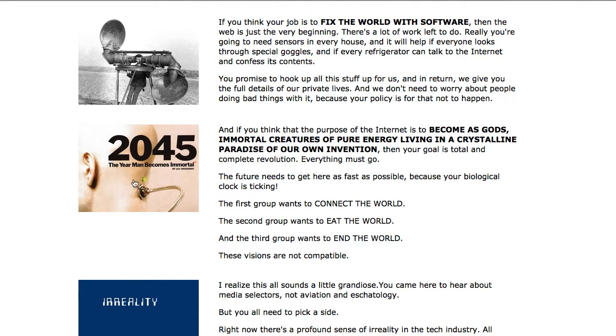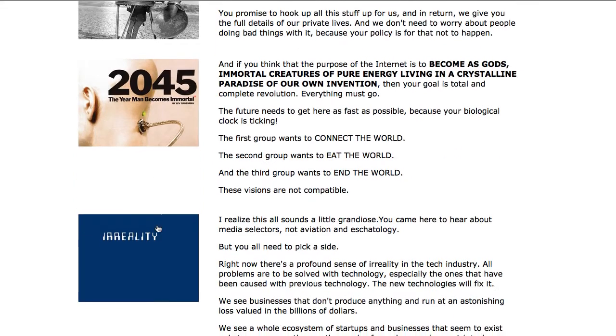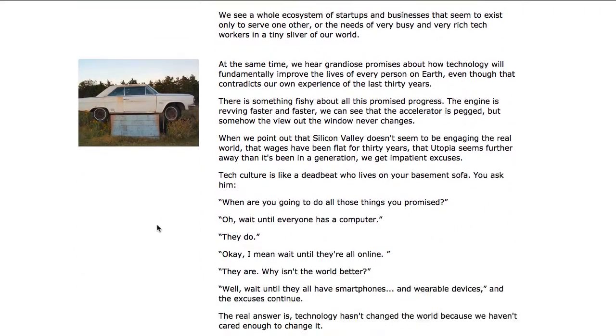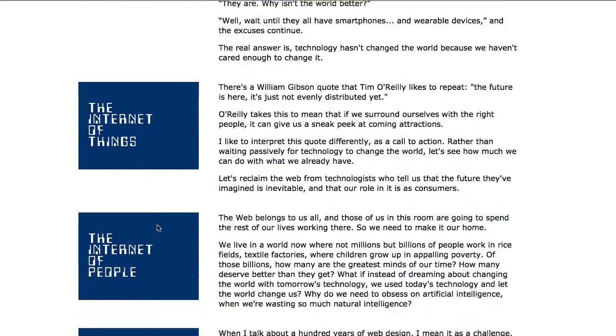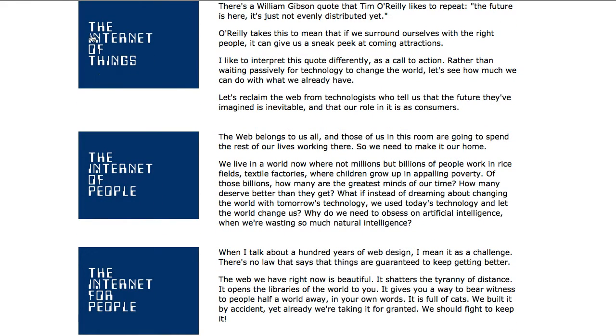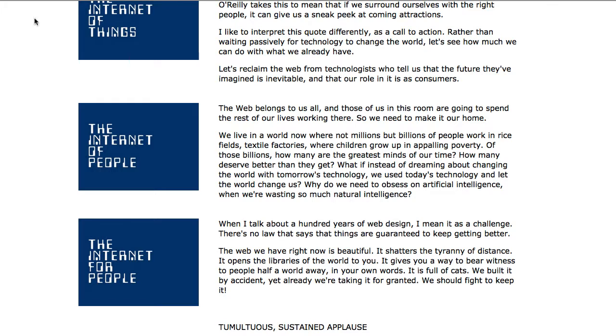Here's something from like the Matrix, I guess, of people being plugged in and generally saying that things are nuttiness. And of course, the Internet of Things, the Internet of People, and the Internet for people. This sounds really good, but ultimately you have to do things on a day-to-day basis. You have to live your life as a designer on a day-to-day basis.